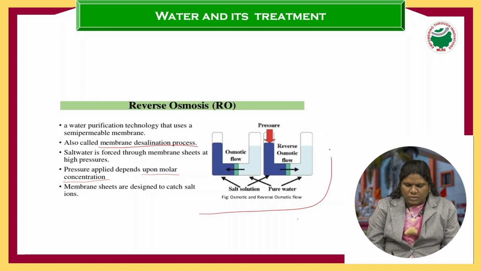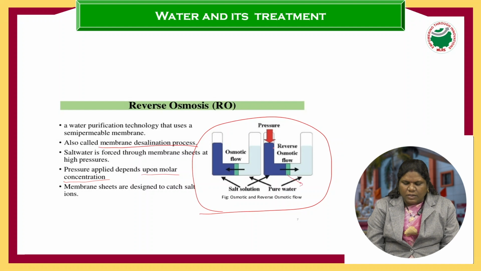Here we can also see in the picture the reverse osmotic flow, where the pressure will be applied. This is the semi-permeable membrane, the green one. If we apply pressure on the salt water, the water will flow. This is the fresh water.